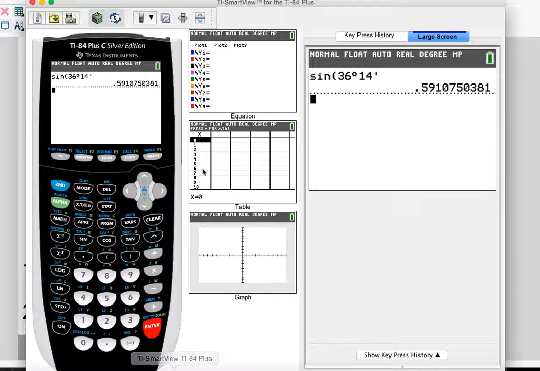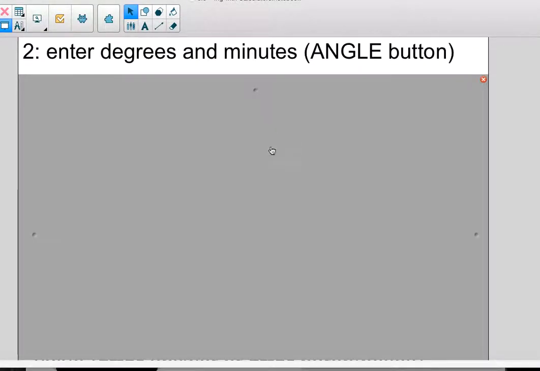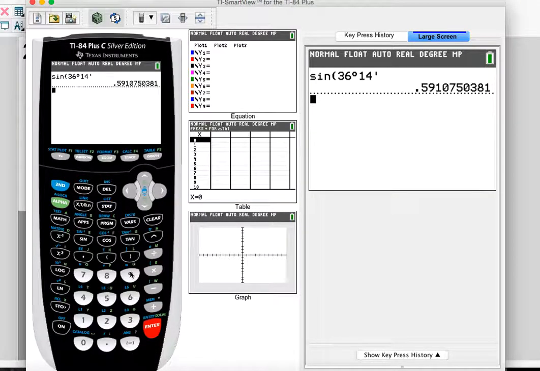On your calculator, notice you do have a sine button, a cosine button, and a tangent button. The second type of problem would be, what if you were asked to do cosecant of 36 degrees 14 minutes? You don't have a cosecant button, and you certainly don't want to use the inverse sine button, because that's not cosecant. That's a totally different type of question. Inverse sine really has nothing to do with cosecant. We'll get into what those are a little bit in this lesson and then in 5.6 too.